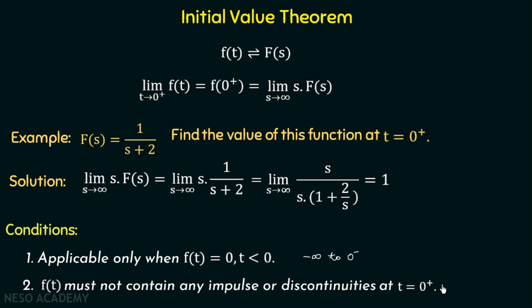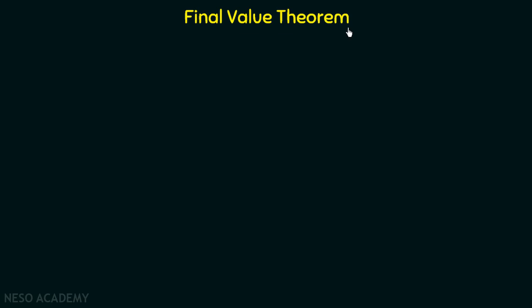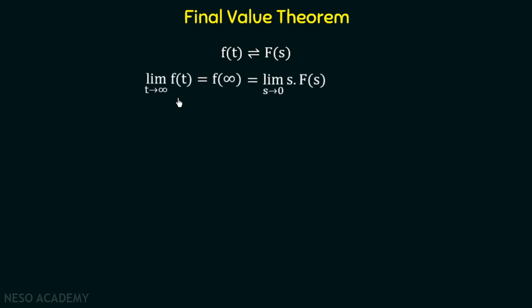We will now move on to the final value theorem. The final value theorem is the property of Laplace transform by which we can find out the final value of a function in the s domain. Suppose f of t is having a Laplace transform F of s, then the final value of f of t is limit t tending to infinity f of t, which is equal to f of infinity and is equal to limit s tending to 0 s multiplied with F of s.